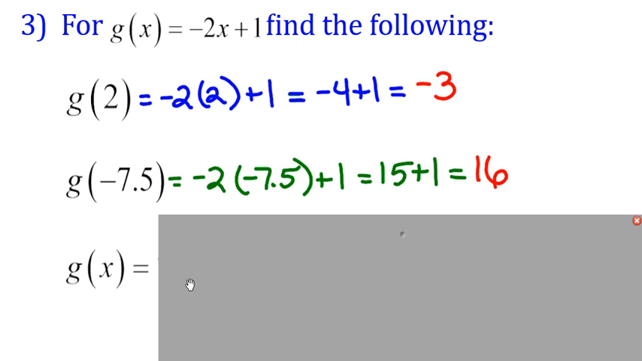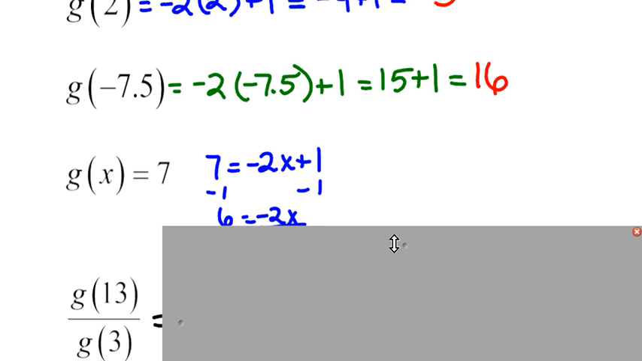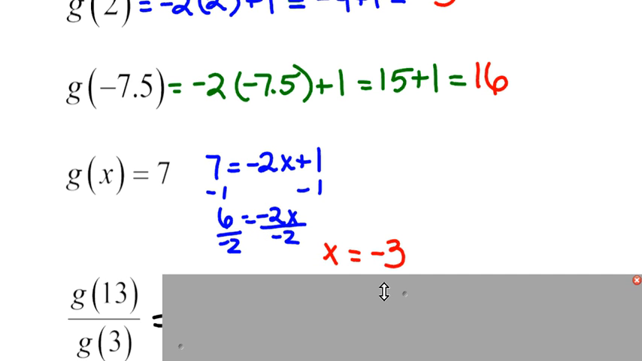For our third one, it said that g of x equaled 7. So this is the output. We're going to substitute that here for our function. So 7 equals negative 2x plus 1. And we're going to have to undo that to solve for x. So we would have to undo the addition by subtraction, undo the multiplication by division, and again, a positive divided by a negative is going to be a negative, so x equals negative 3.